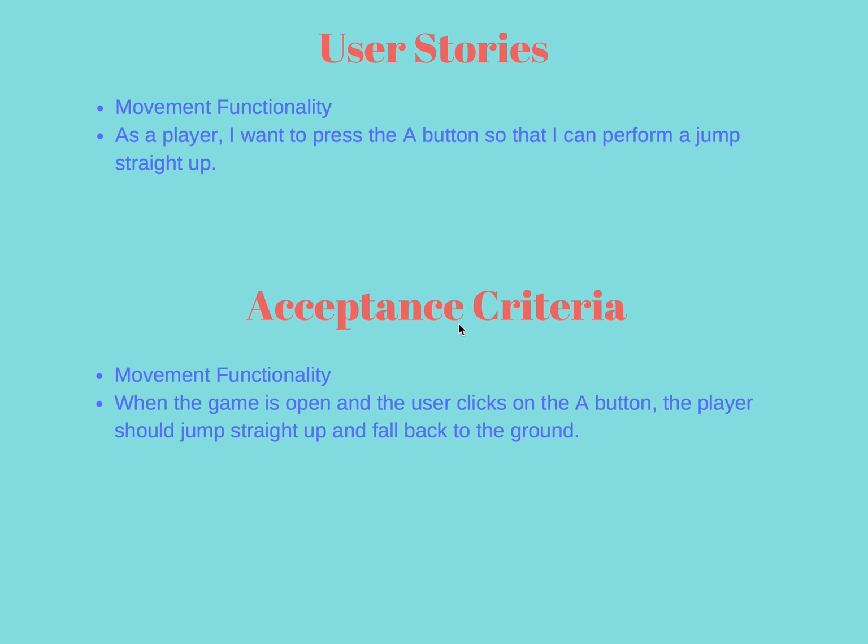Now, under my first user story, under movement functionality, I have: as a player, I want to press the A button so that I can perform a jump straight up. And the acceptance criteria is that when the game is open and the user clicks the A button, the player should jump straight up and fall back to the ground.